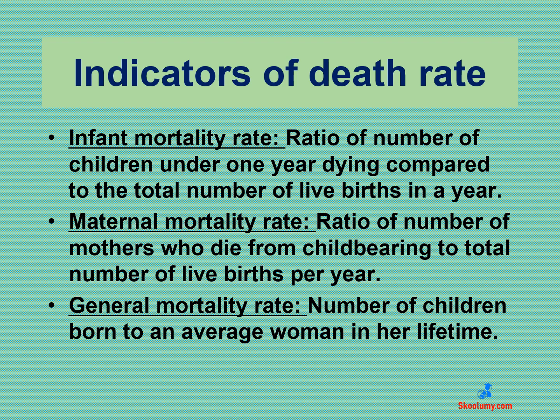There are other measures of death rate, namely infant mortality rate, maternal mortality rate, and general mortality rate. The first one, infant mortality rate, is the ratio of number of children under 1 year dying, compared to the total number of live births in a year. The maternal mortality rate is the ratio of number of mothers who die from childbearing to total number of live births per year. General mortality rate is the number of children born to an average woman in her lifetime. It can be measured by the number of live births per 1,000 women between the ages of 15 and 44 years.